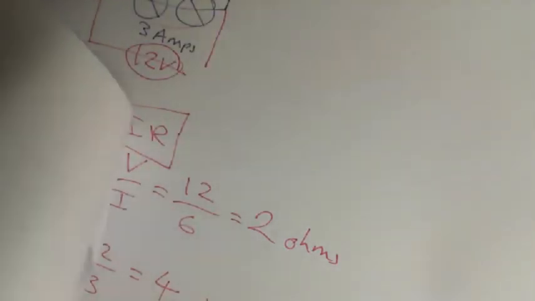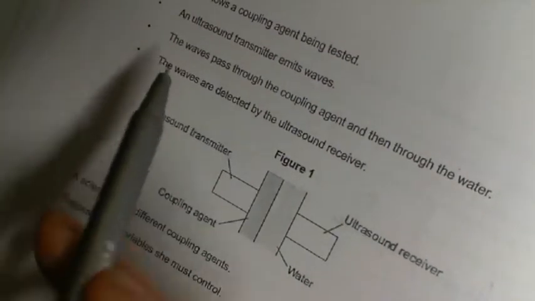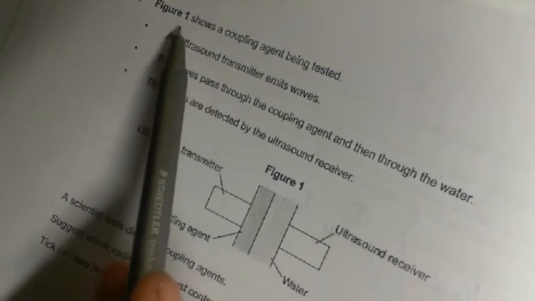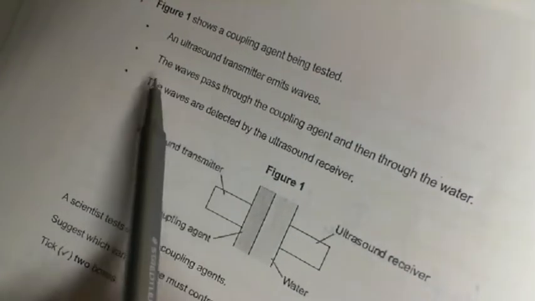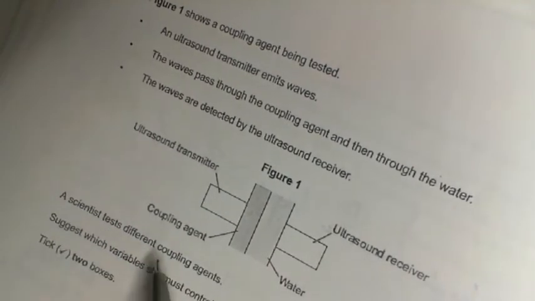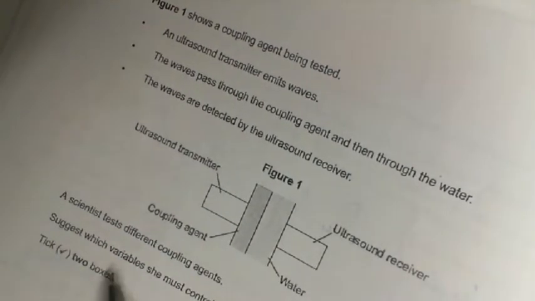Part D. Figure 1 shows a coupling agent being tested. An ultrasound transmitter emits waves. The waves pass through the coupling agent and then through the water. The waves are detected by the ultrasound receiver. A scientist tests different coupling agents. Suggest which variables she must control.